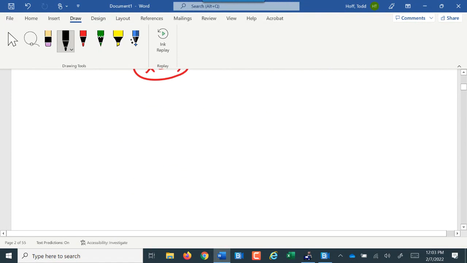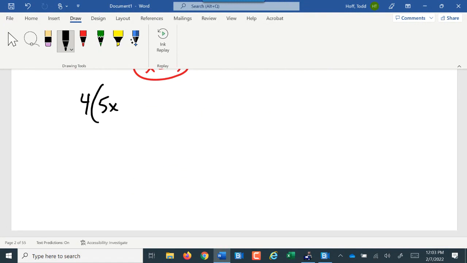Well, let's keep going with this. Make it a little more difficult again. Let's do 4 times 5x plus 3 minus 2, 3x minus 4.